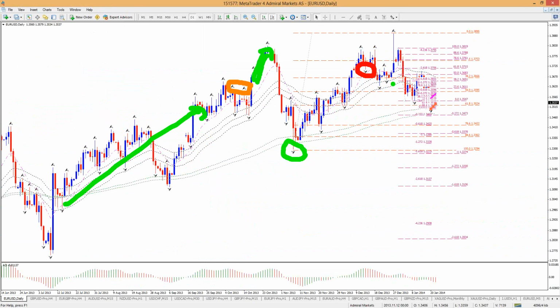So tomorrow we'll be back. I think we take a look at Ichimoku, by the way, on the 23rd.